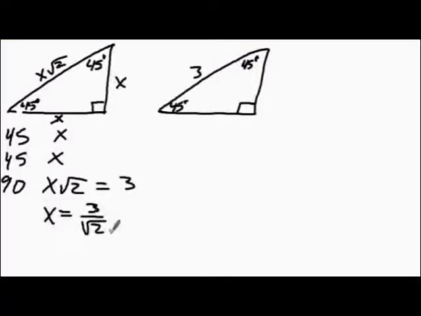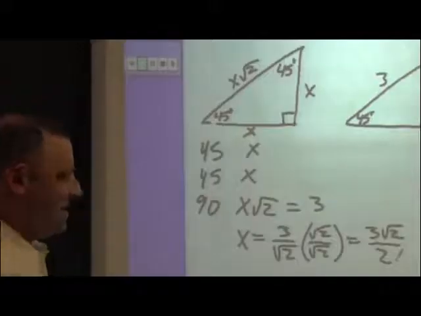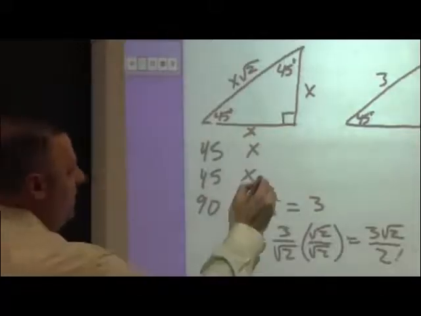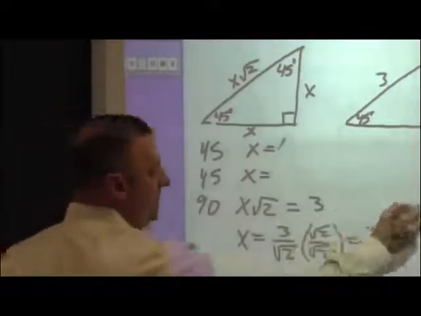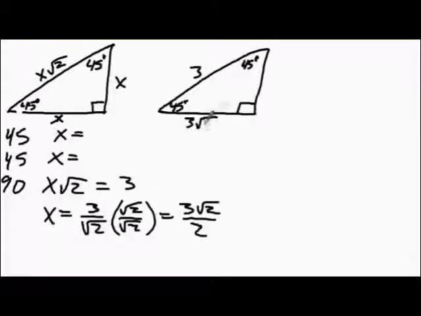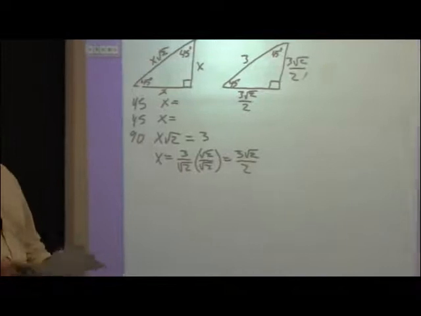Uh-oh, you got another radical situation on the bottom. We got to multiply top and bottom by radical 2. So that's going to give us 3 radical 2 over 2. That's what x is. Well, that's going to have to be opposite both the 45s. So you're going to have 3 radical 2 over 2 here, and 3 radical 2 over 2 on this side. Not too bad. Let's look at one more situation.